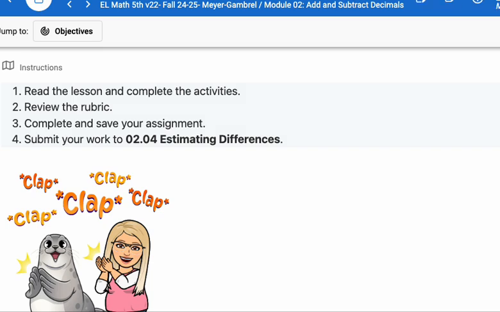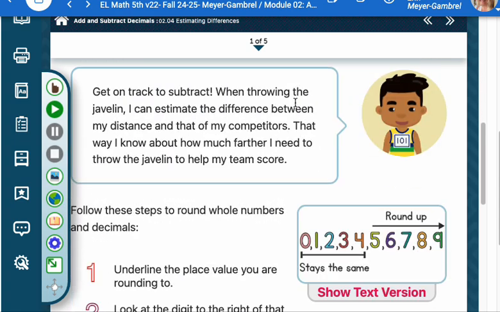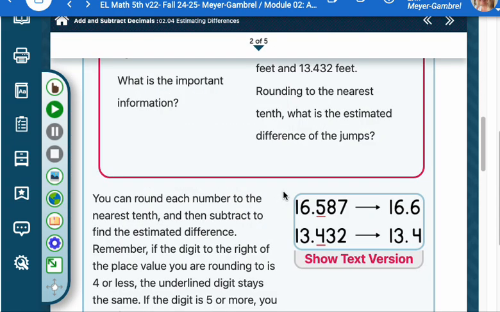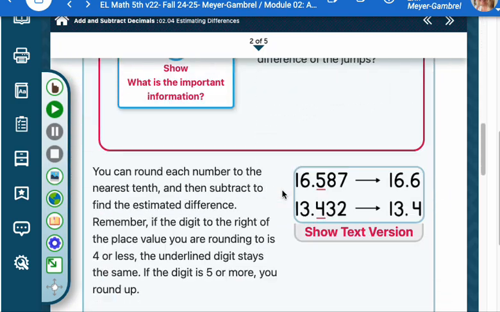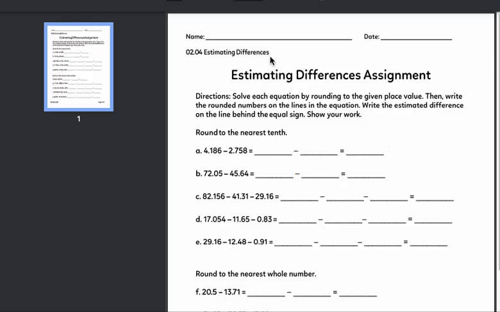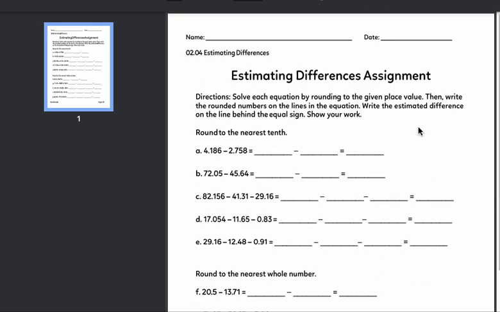As you're going through, you're going to have some problems where you are practicing that skill of estimating, reviewing rounding. You're going to have some practice problems. Then when you get to the end, you have your assignment. Let's take a look at it. All right, so you're going to have some rounding to the nearest 10th, and then rounding to the nearest whole number and solving. Okie dokie artichokey. You got this, gang.